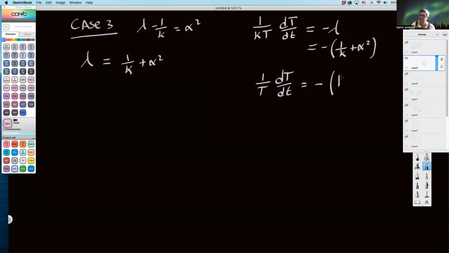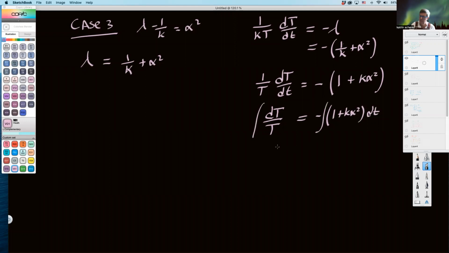So we get minus, and then 1 plus k alpha squared. Now separate and integrate: dT over T is minus (1 plus k alpha squared) dt. And there we go. After exponentiating, we get T equals e to the minus (1 plus k alpha squared) t, and there's our solution for T.